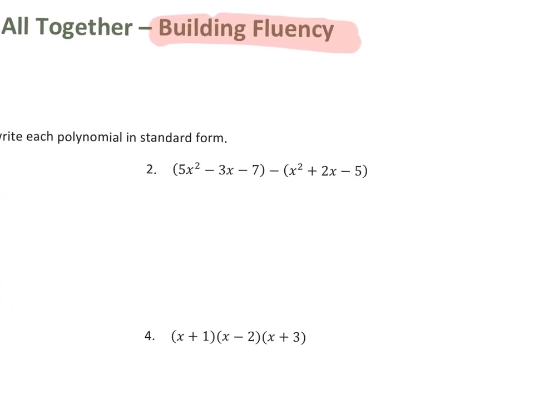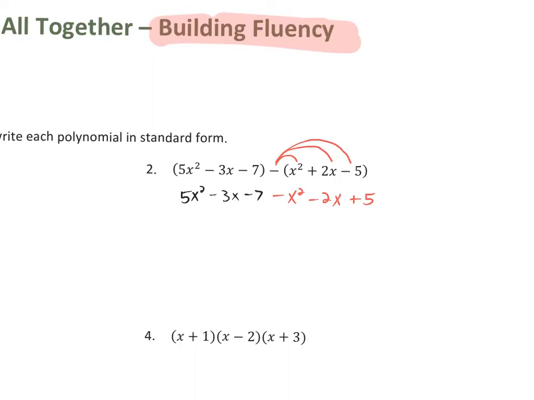This is clearly a subtraction problem, based on the symbol in between. So the first thing that I'm going to do is distribute that negative. So negative times x squared is negative x squared, negative times 2x is negative 2x, and a double negative makes a positive, so plus 5, and everything else is going to get copied down.